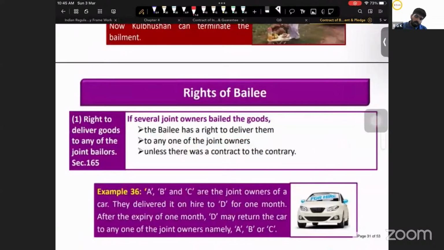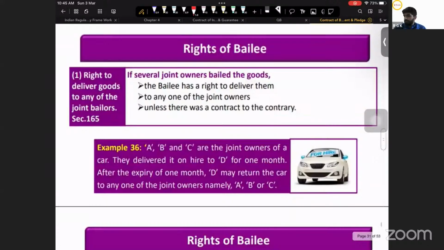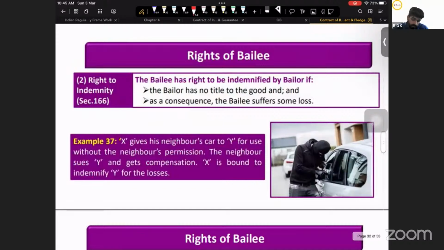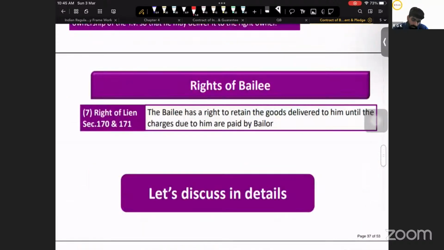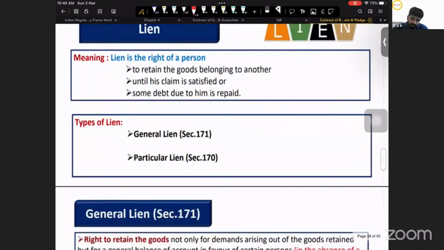Let us continue to this part. Rights of bailee. What are the rights of bailee? One by one, we have a few rights. Seven rights are there. Let us discuss them one by one.